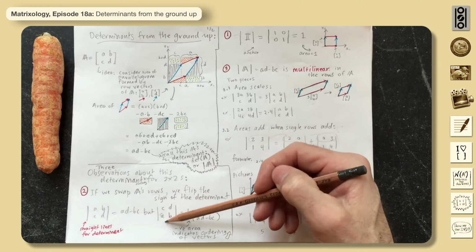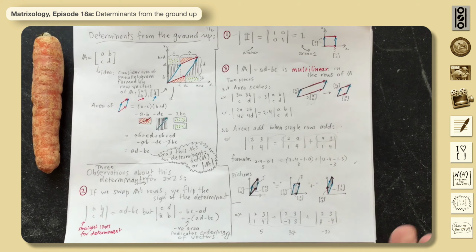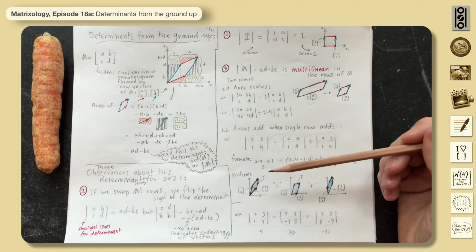So if we swap rows, we change the sign of the determinant. We still get the same magnitude, but we change the sign. So we'll generalize that for n by n's to say if we swap any two rows. So this is just an observation here. We're going to sort of leap a little bit there.